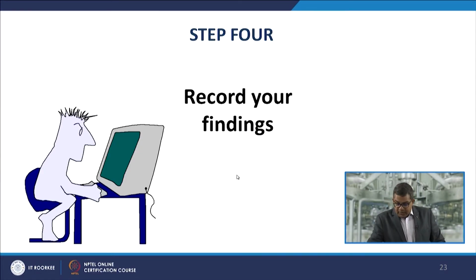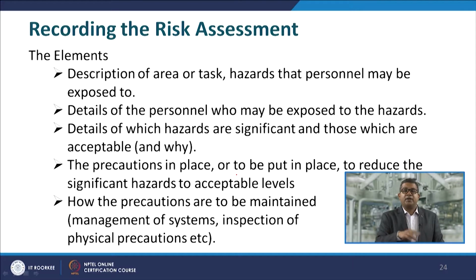Now, another step is that you record your findings. Record keeping is extremely essential while doing the risk assessment. The important elements are the description of the area or task hazard that personnel may be exposed to. So you must record all those areas and categorize them. Then the details of the personnel who may be exposed to the hazards. Obviously, those persons who are working in that particular arena may be exposed to that particular hazard. You must record details of which hazards are significant and which are acceptable, and why.